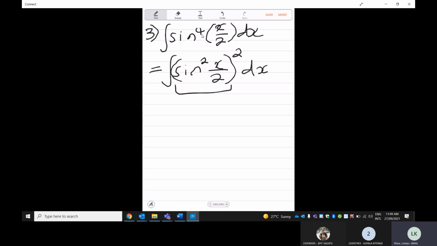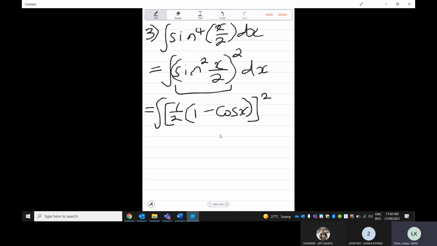Okay, then the one on the inside, that is the one that we would break down using the double angle identity. So I have the integral of half 1 minus, because it's sine, and then cos 2 times this angle over here. So I say x over 2 times 2 is x. So this is cos x, and then I square it.